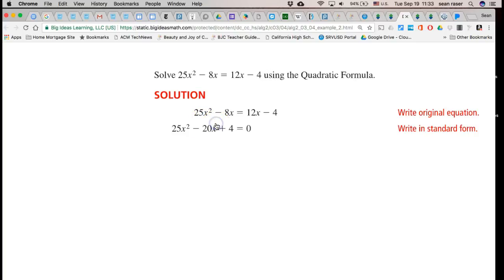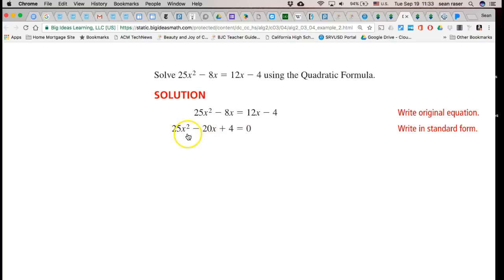What we're going to get when we do that is we subtract 12x and add 4. So we get 25x squared minus 20x plus 4. And our a value is 25, b is negative 20, and c is 4. Okay, the sign always goes with your term as well. So the b is not 20, it's negative 20, and c is positive 4. The sign tells you if it's positive or negative.